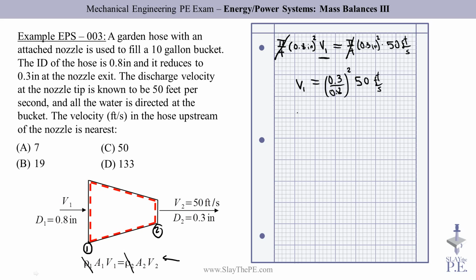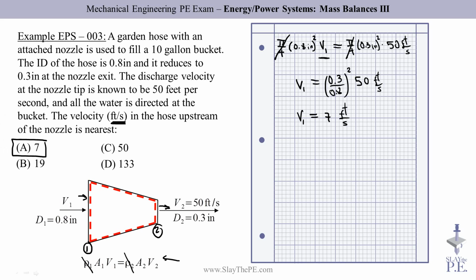So what we're going to get is 0.3 divided by 0.8. We can skip writing the inches because they're going to cancel out. And then we have our 50 feet per second here. This means that we are going to get an answer in feet per second. Check quickly the question, and it does say feet per second. So we don't need to do anything else beyond crunching numbers. If you do that, you're going to get about 7 feet per second. So in this case, the correct answer would be A.